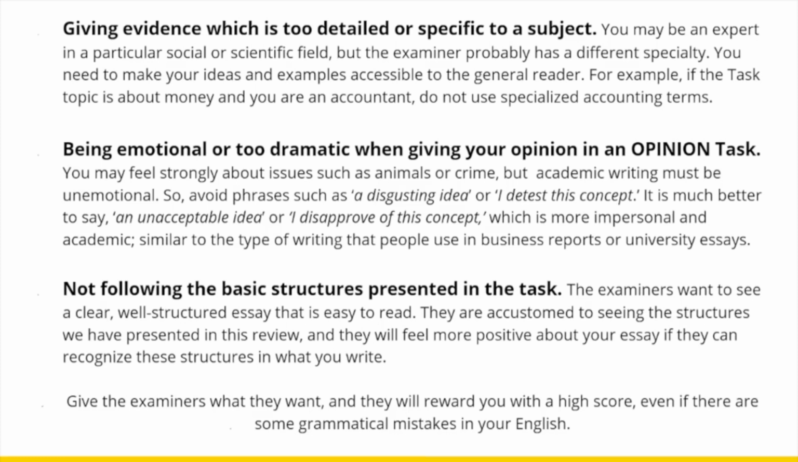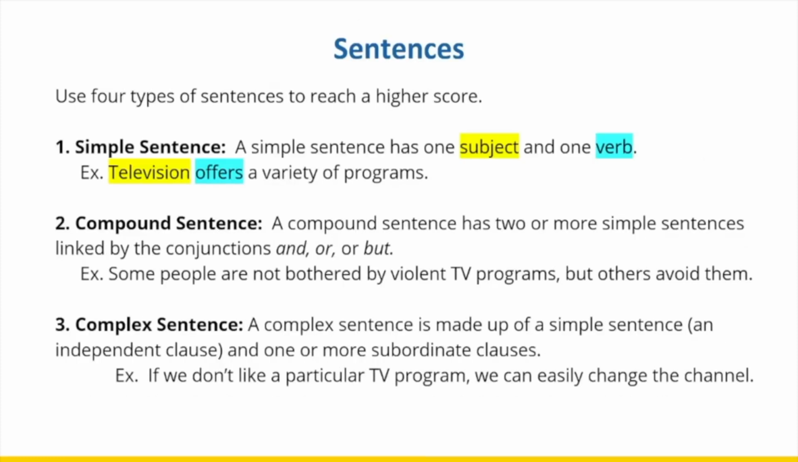Now we are going to discuss our sentences. You need to use 4 types of sentences to reach a higher score. The first kind we have is a simple sentence. A simple sentence has one subject and one verb. And here we have an example. Television offers a variety of programs. In this case, we have one subject, which is television, and one verb, offers.